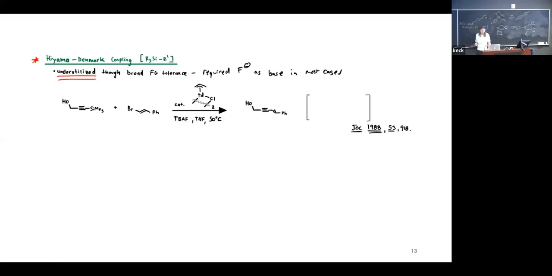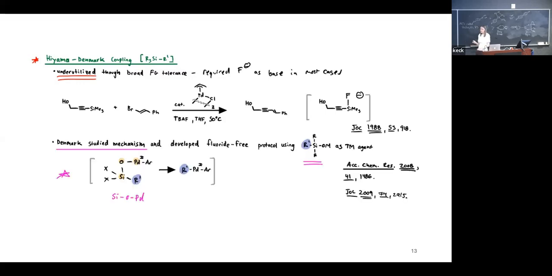Again, we're going to look at the Denmark lab that has studied the mechanism of this reaction, and they found that you can form a different type of transmetalating agent. But before we look at that, let's just look at the active form of the silicon transmetalating partner. You add fluoride in, you form your pentavalent complex, and that's going to transmetalate. What the Denmark lab contributed is that they found that this type of silanolate coupling partner can also transmetalate. So that's why I say if it's without fluoride, it's more of a Hiyama-Denmark.